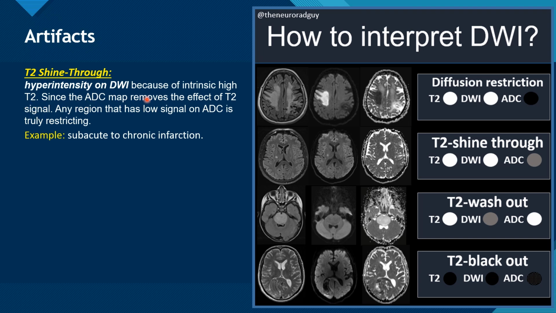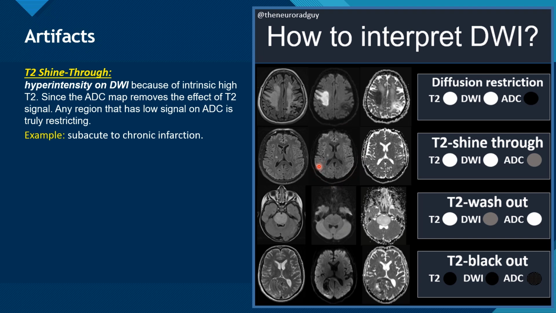Since the ADC map removes the effects of T2 signal, any region that has a low signal on ADC is a true restriction. The T2 shine-through effect usually occurs when there is a subacute or chronic infarction. Let's see an example to make this clearer. Here we have an example of T2 shine-through. This is a small area of subacute or chronic infarct which appears high on the T2 weighted images and also appears artifactually high on the B1000 image.